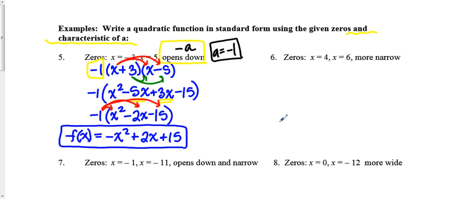Number 6 says zeros are at x equals 4 and x equals 6. And now I have the characteristic here of being more narrow. So what does it mean if the graph is more narrow? Well, for more narrow, I recall from my prior knowledge that the absolute value of a has to be greater than 1.